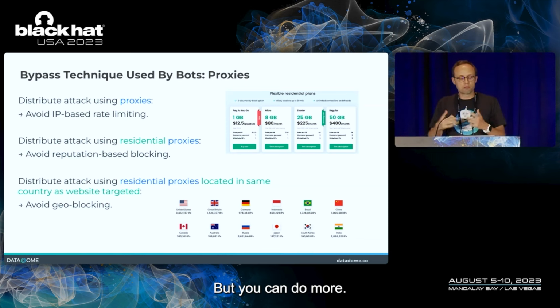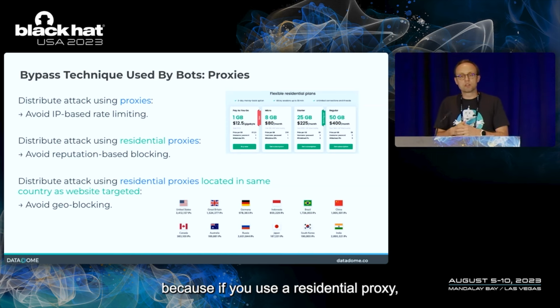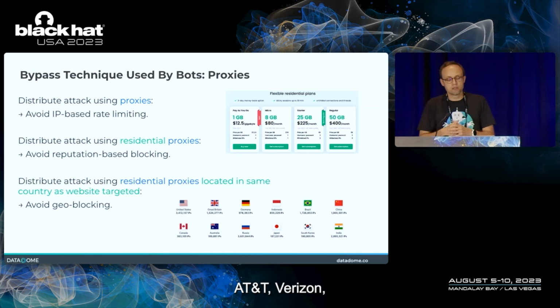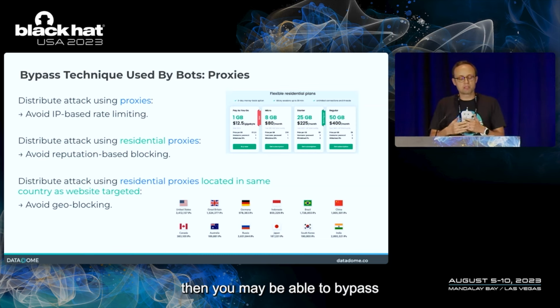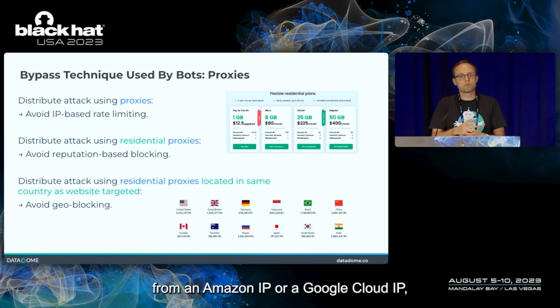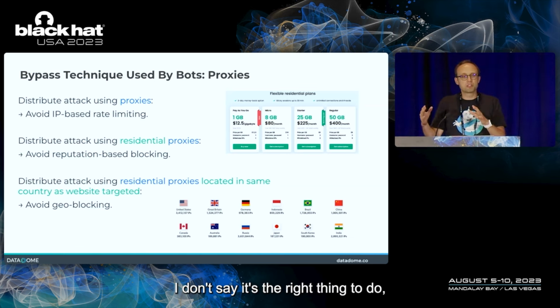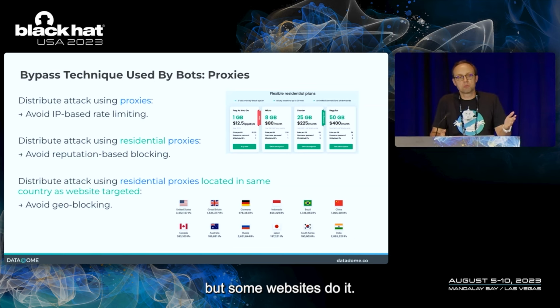But you can do more. For example, use residential proxies. This is a proxy that belongs to a well-known ISP like Comcast, AT&T, or Verizon, and then you may be able to bypass reputation-based blocking as well, because some websites may be more aggressive with data center IPs. For example, if you make requests from an Amazon IP or Google Cloud IP, some websites will consider it suspicious and may have lower thresholds for rate limiting or may just block you. I don't say it's the right thing to do because you may block users with VPNs, but some websites do it. But you can go even further.